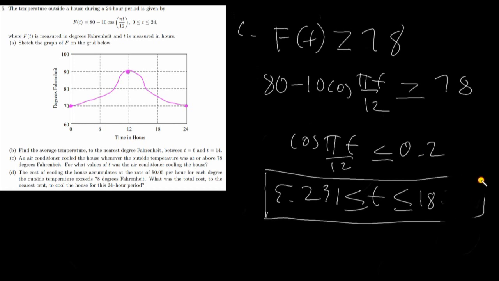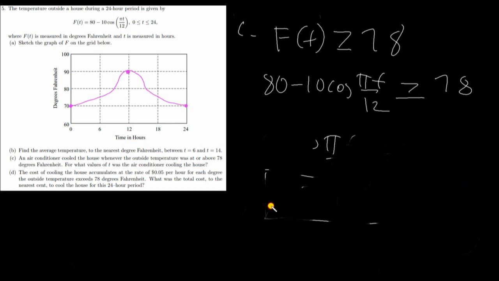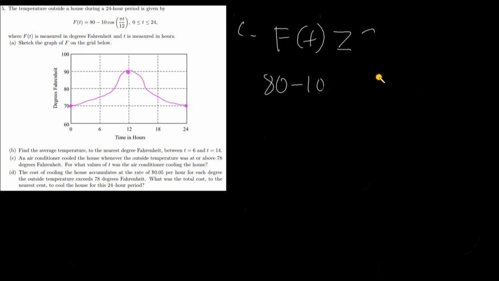Okay, and then finally part D. The cost of cooling the house accumulates at a rate of 5 cents per hour for each degree the outside temperature exceeds 78 degrees Fahrenheit. What was the total cost of heating the house? Alright, so this is one of the trickier parts. So we want to find out how many degrees above 78 the temperature was at any given moment.